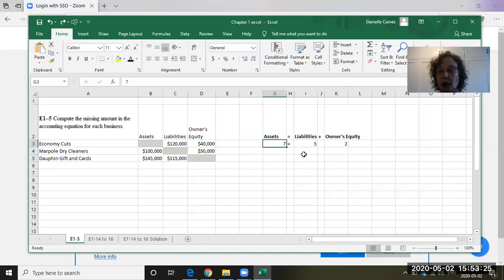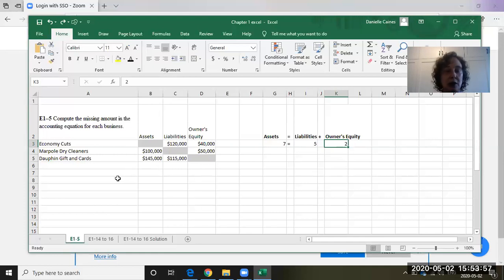If we don't know what the liabilities are, so we didn't know what 5 was, we can take the 7 and subtract 2. 7 minus 2. So assets minus owner's equity gives us liabilities. If we don't know what the owner's equity is, likewise, we can take the assets minus the liabilities to get the owner's equity. 7 minus 5 equals 2. So that's a very simple equation, but you can refer back to this if you're trying to figure out, okay, do I add or subtract to get to these numbers?